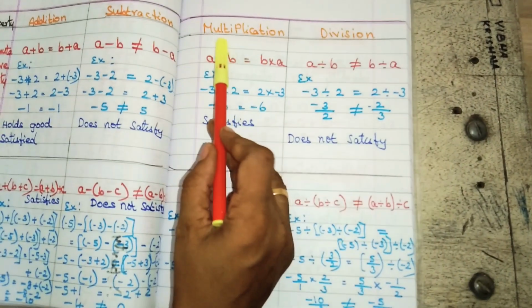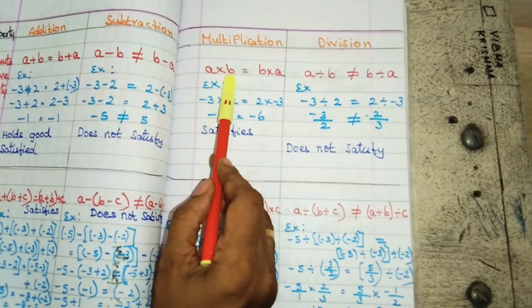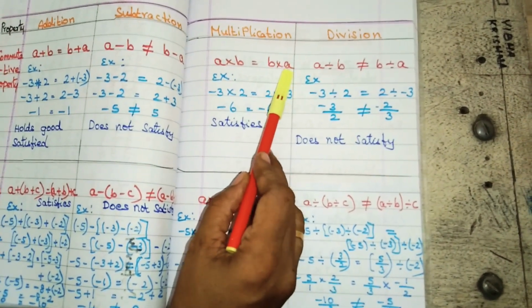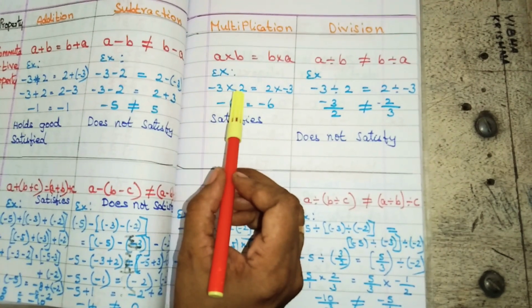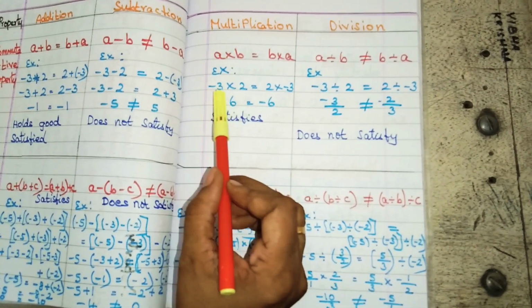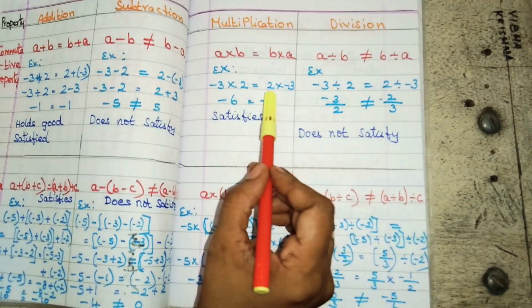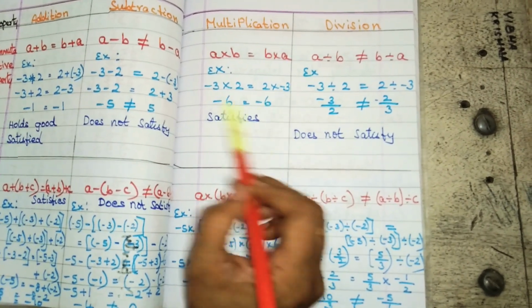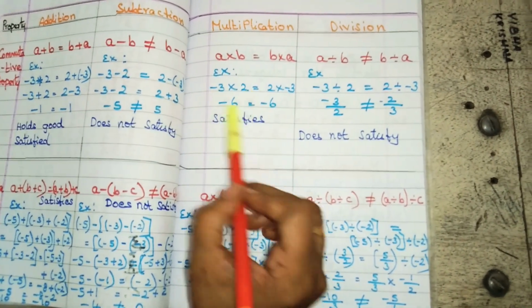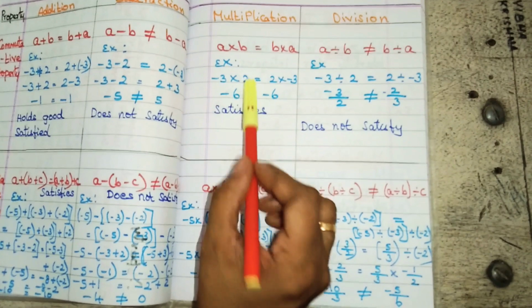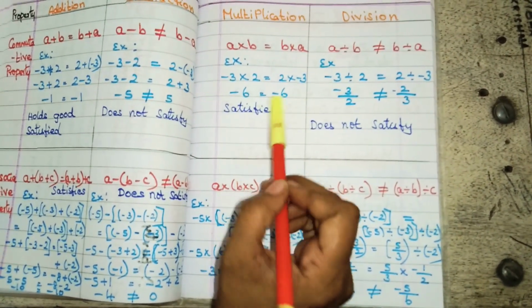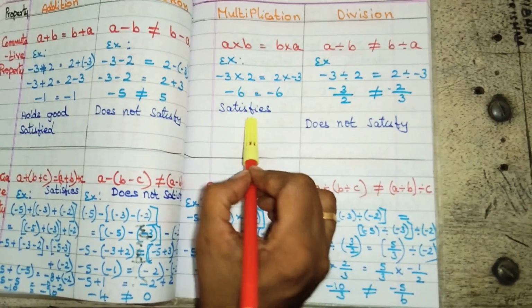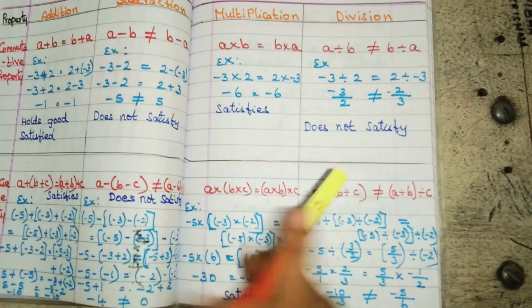Next goes on to the multiplication. A into B is equal to B into A. I have taken the same numbers, minus 3 and plus 2. So when I multiply minus 3 into 2 or 2 into minus 3, I should get the same answer. So minus 3 into 2, plus into minus, minus. 3 2s are 6. Here again, plus into minus, minus. 2 3s are 6. So multiplication is satisfied under the commutative property.